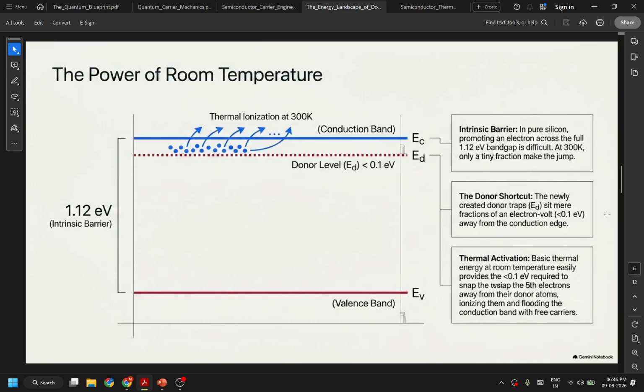So, the power of room temperature. The intrinsic barrier in pure silicon, promoting an electron, requires a full 1.12 eV band gap, which is difficult. At 300K, only a tiny fraction makes the jump. But you have a donor level which is less than 0.1 eV. The newly created donor trap sits mere fractions of an electron volt away from the conduction edge, which means the basic thermal energy at room temperature easily provides the less than 0.1 eV required to snap the fifth electron away from the donor atoms, ionizing them and flooding the conduction band with free carriers.